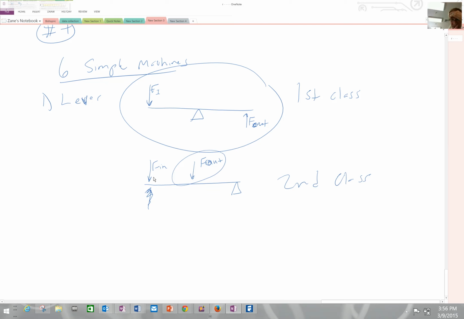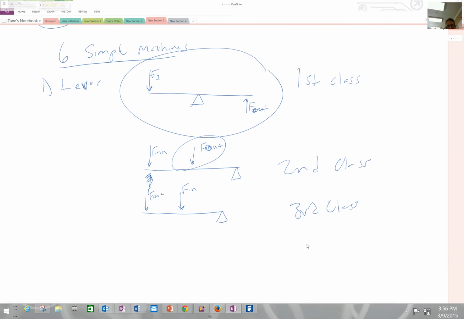force and the fulcrum. And then the third class, our input force is always between our fulcrum and our output force. Okay, the example of this was a baseball bat. Your body acts as the center of rotation, or the fulcrum. Your hands are pushing on the bat as your input force, and the output force is seen when you hit the ball. Okay?